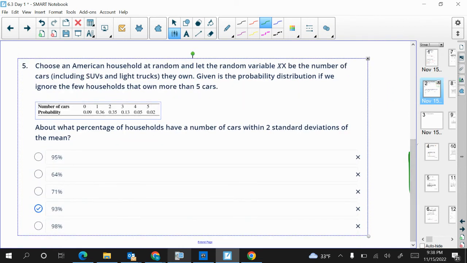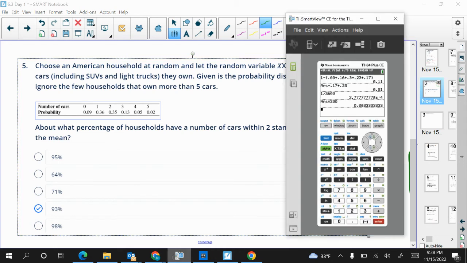And number 5, choose an American household at random and let the random variable x be the number of cars, including SUVs and light trucks they own. Given is the probability distribution if we ignore the few households that own more than 5 cars. About what percentage of households have a number of cars within 2 standard deviations of the mean? So I've got to find the standard deviation here. So I'm going to go back to my list.